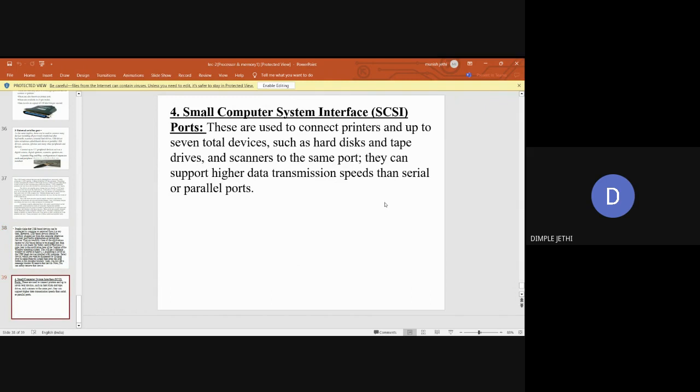Then we did serial port, parallel port, USB port, and the fourth one is your SCSI port, which is used to connect printers, and it can connect up to 7 devices, hard disk, scanners to the same port. Their transmission speed is also higher than serial and parallel ports. So they can read at a higher speed than other ports.